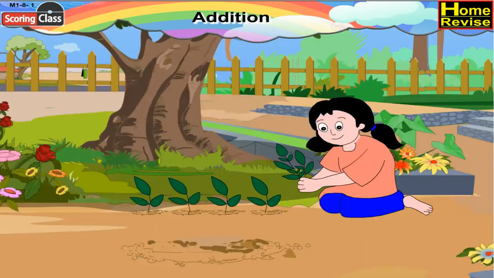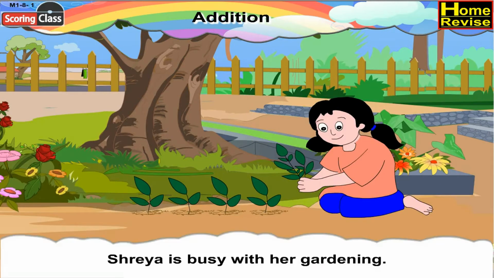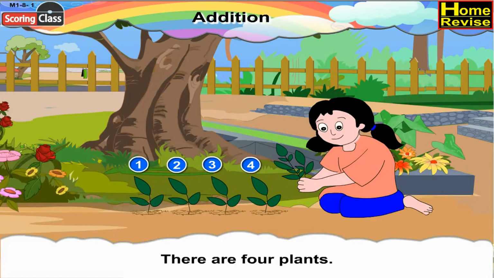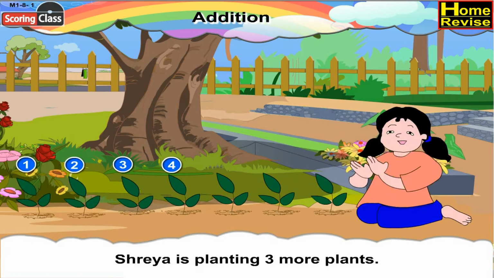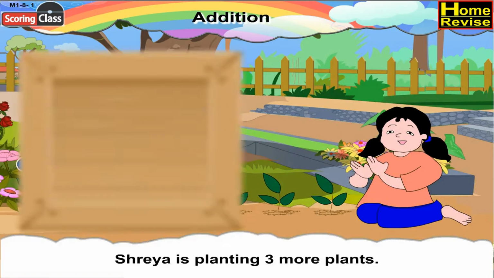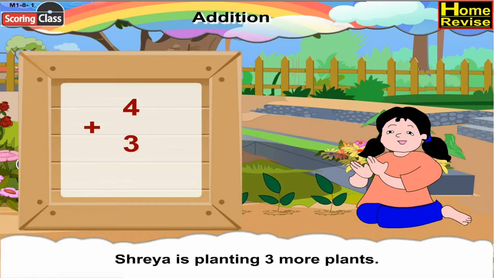Let us see the next picture. Shreya is busy with her gardening. There are 4 plants. Now Shreya is planting 3 more plants. So 4 plants and 3 more plants makes, yes, 7 plants.